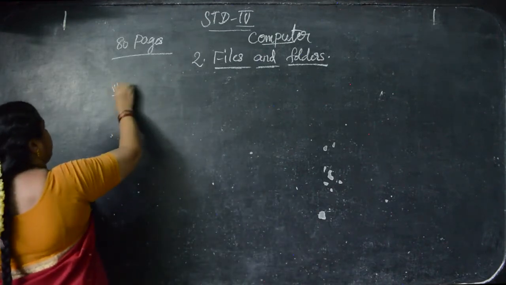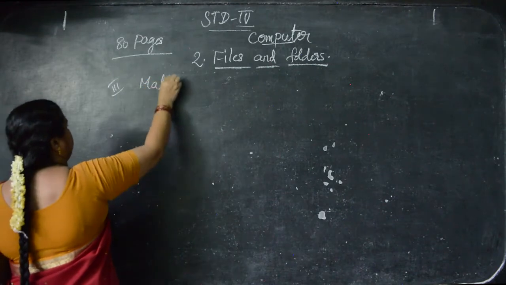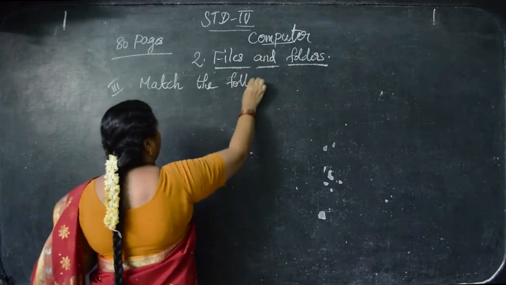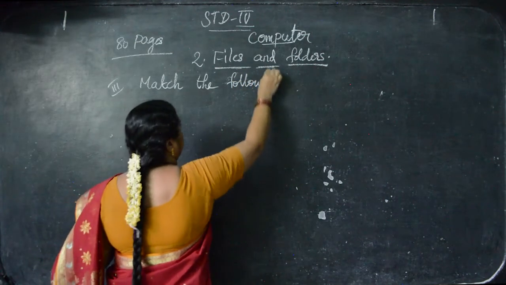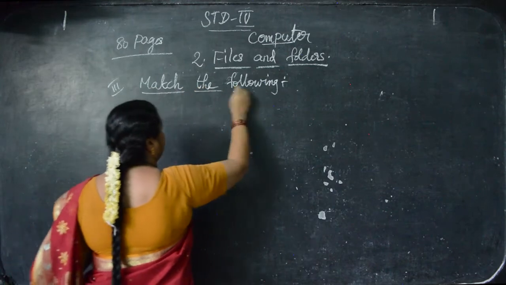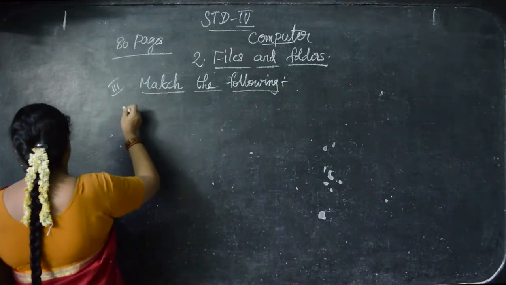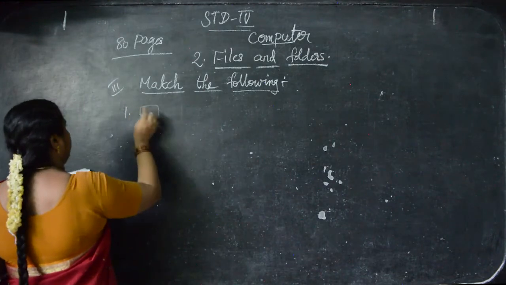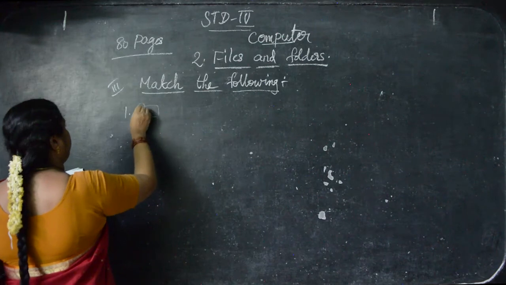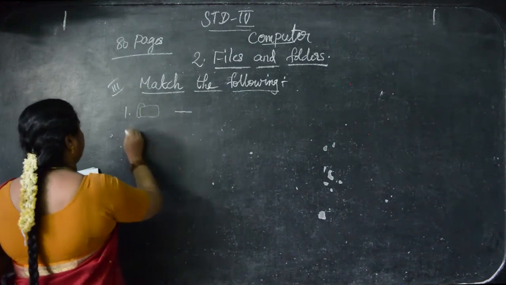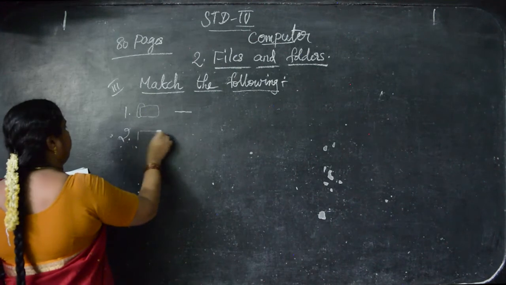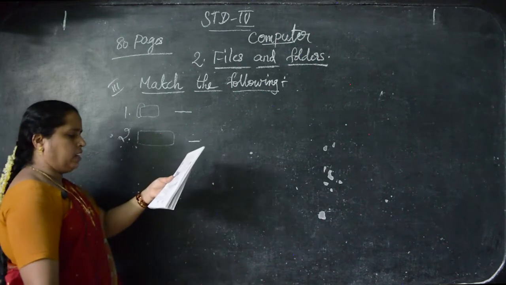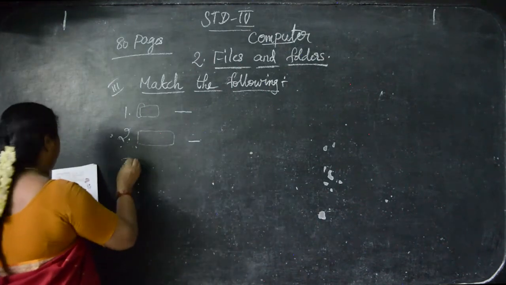Next, Roman letter 3. Match the following. Second one. In your book, they are given the pictures. See, children, in your book, page number 7, they are given the pictures. You have to match.